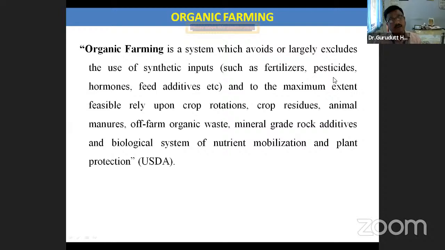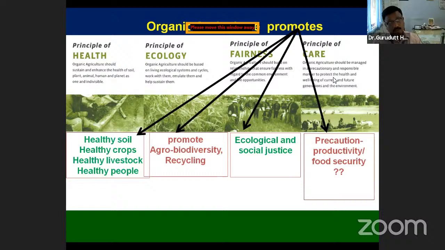So that means we are practicing this knowingly or unknowingly, but there is larger scope for biopesticides under organic farming systems. And organic farming mainly promotes the principles of health, ecology, fairness, and care, so that it will take care of the entire organic cultivation. Principles of health with respect to healthy soil, healthy crops, healthy livestock, health of the people will be taken care of. And ecology means promotion of agricultural biodiversity, recycling of agricultural waste, fairness with respect to ecological and social justice. And finally, care means precaution. Productivity and food security will be taken care of if we practice it thoroughly, for the sustainable production of agriculture.